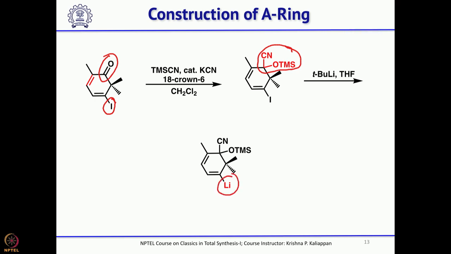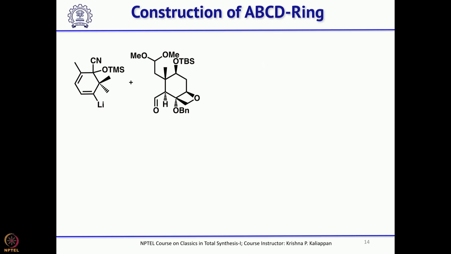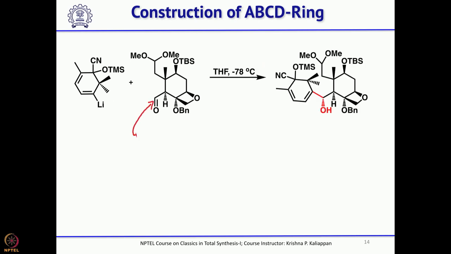So this is the A-ring. Once you have this A-ring, already we have made the C-ring with the aldehyde. Straight away you can add this vinyl lithium, which is prepared in situ, to this aldehyde. Now you can see you have coupled the A-ring and CD ring. Now what should you do? You should get back the ketone here.